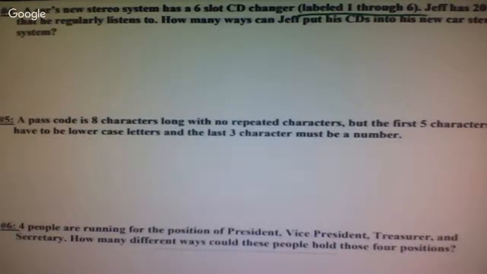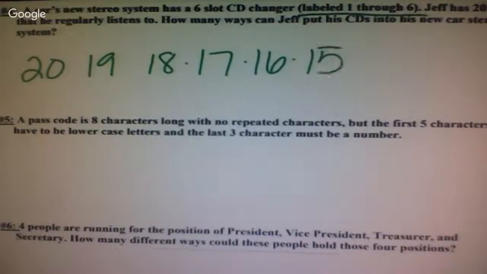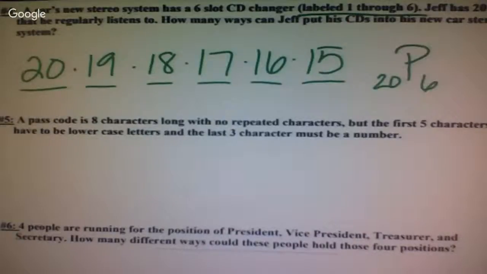So what does this look like? 20, 19, 18, 17, 16, 15. Slot 1, slot 2, 3, 4, 5, and 6. Or 20 permutate 6. Some people stick with the P's, some people stick with writing it out like this, so I'm showing both. I also need to show you where that button is on the calculator so you can find it.